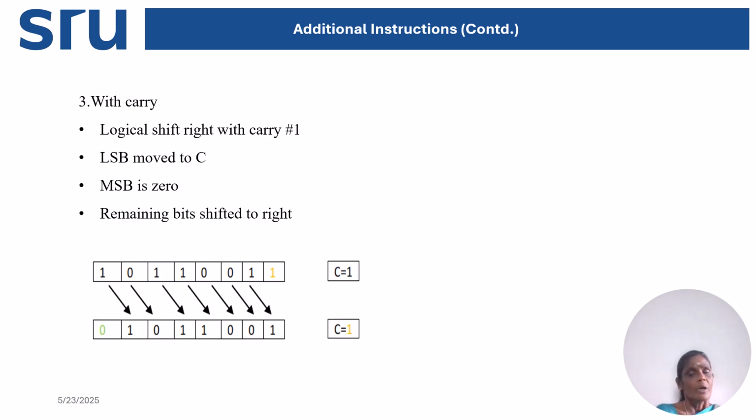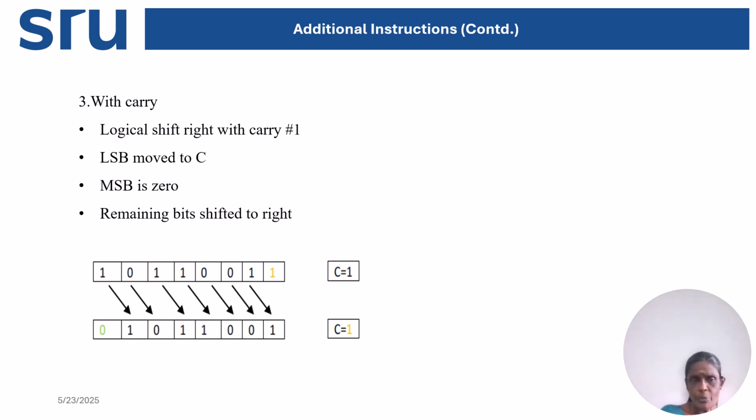These two categories are used without carry, but the third category is with the carry. In this case also, like the previous case, we have to use several conditions. Logical shift right with carry, with a 1 bit shift. The first condition is the LSB is moved to carry. The opposite: there it was the MSB, here it is the LSB. And the MSB is made 0. There the LSB was made 0, here the MSB is made 0. The remaining bits are shifted to the right.